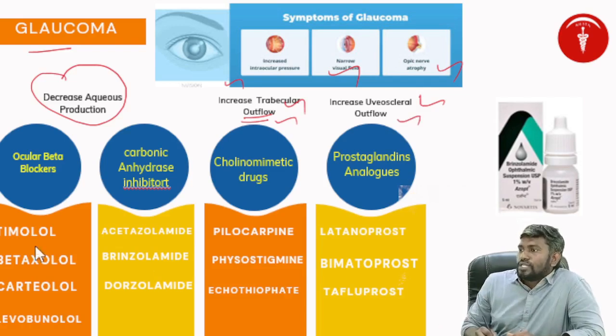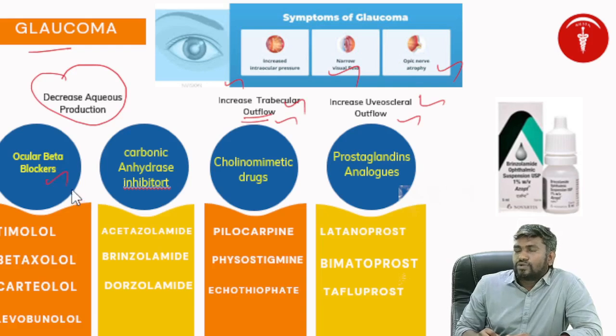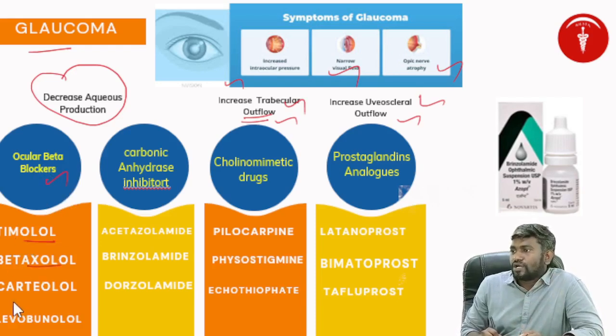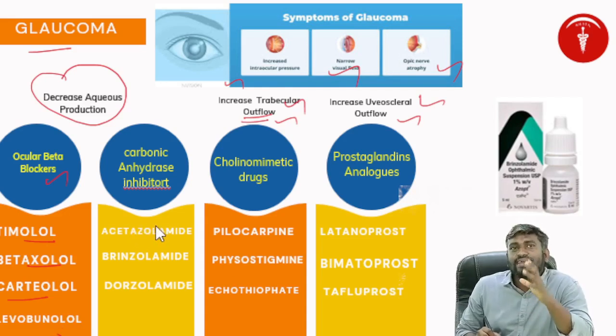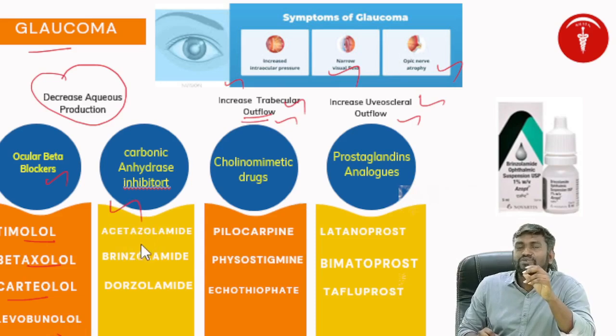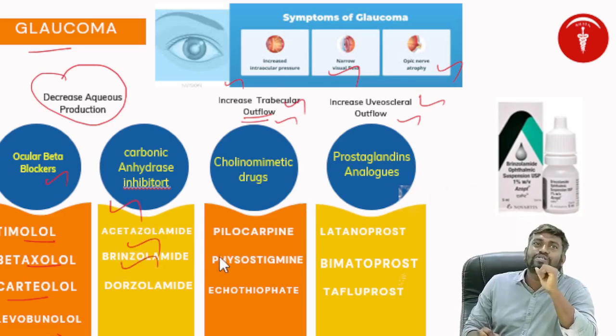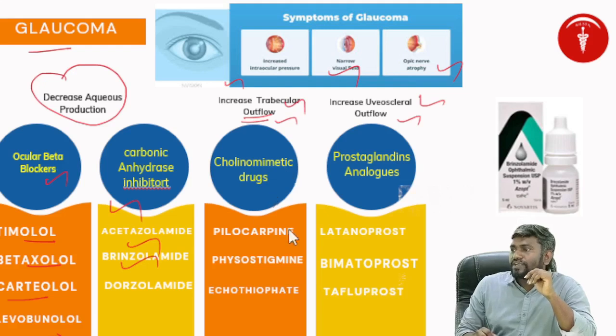Let's go. The ocular beta blockers. We all know the beta blockers end with lol. Remember the ocular beta blockers as well. Now it could be timolol, betaxolol, carteolol, or levobunolol. In case of carbonic anhydrase inhibitors, it is going to be acetazolamide, brinzolamide, or dorzolamide. Now, cholinergic drugs could be pilocarpine, physostigmine, or ecothiopate.